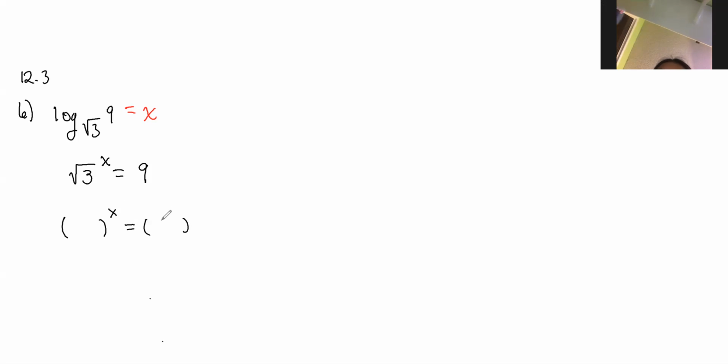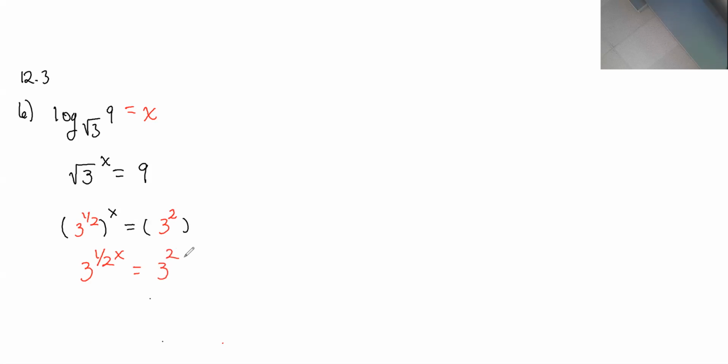Okay, so those of you that watched it, what did we set it equal to? We set it equal to x, and then did the wraparound. Root 3 to what power is 9? Get them to have the same base. What's the base going to be? 3. And 3 to what power is 9? 3 to the second, and 3 to what power is root 3? The 1/2 power, and we multiply: 3 to the 1/2 x equals 3 squared.